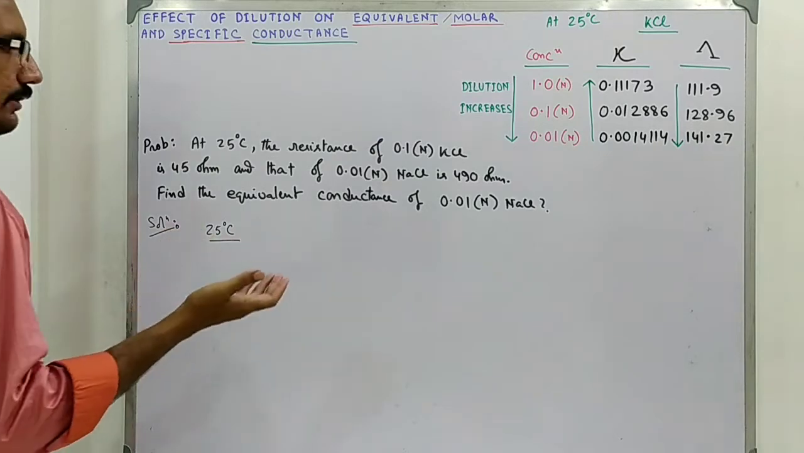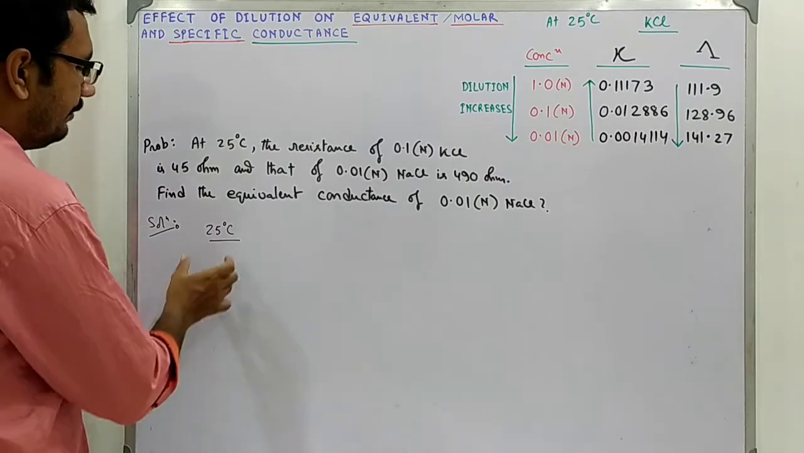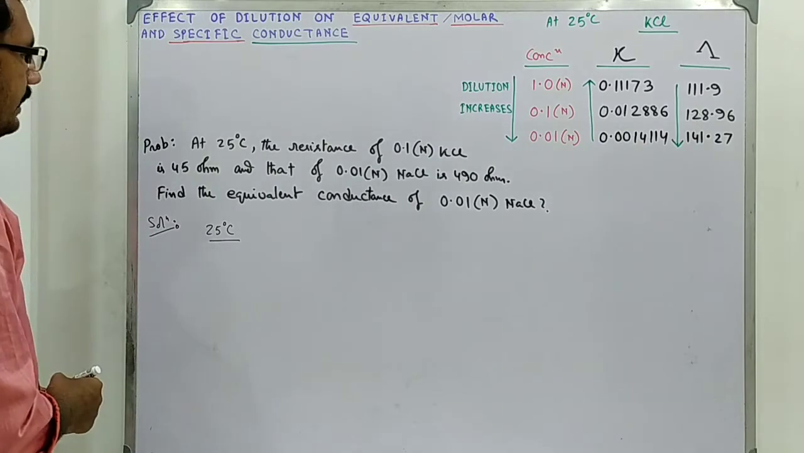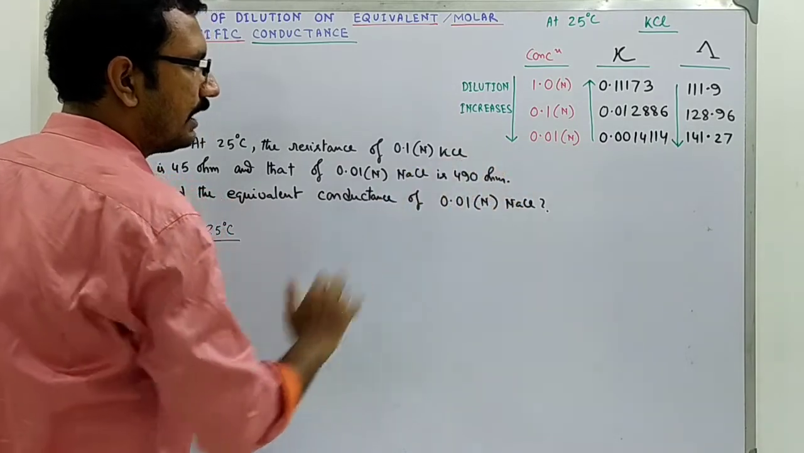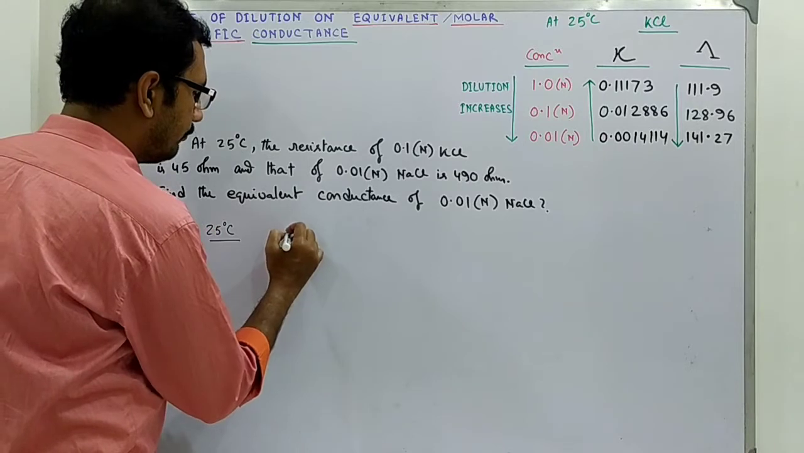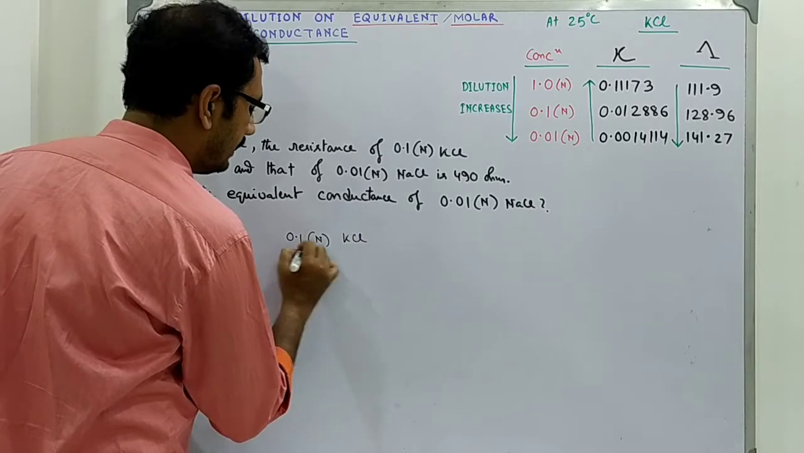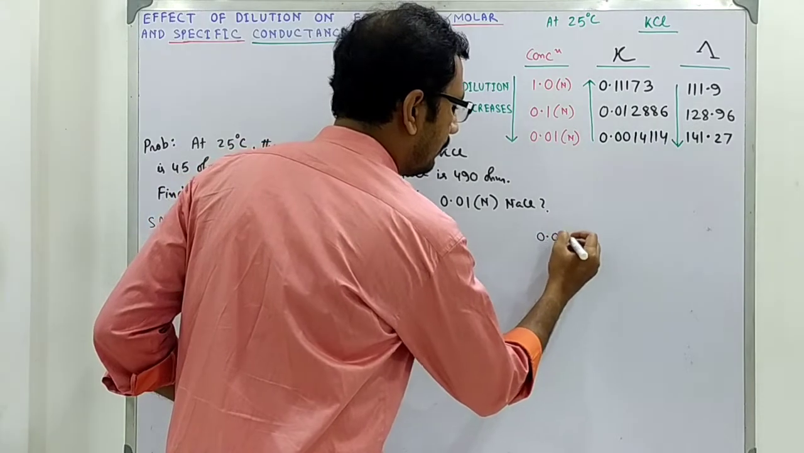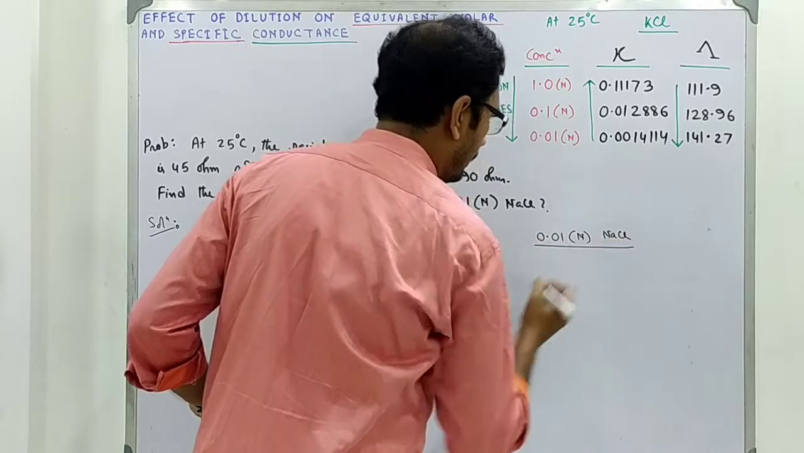Since equivalent conductance or specific conductance is a function of temperature, it is an important factor to note. Now, it is given that the resistance of 0.1 normal KCl is 45 ohm and that of 0.01 normal NaCl is 490 ohm. So, we divide this area into two parts. One is for 0.1 normal KCl and another is for 0.01 normal NaCl.